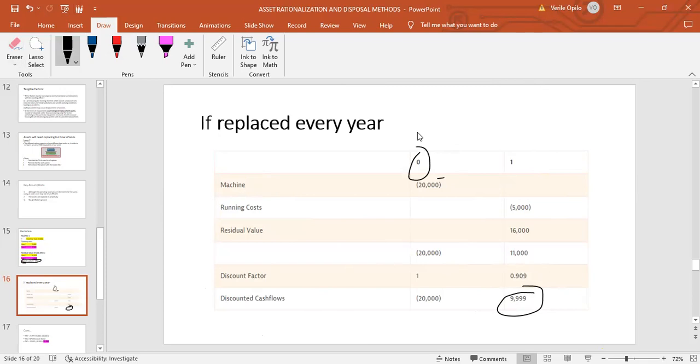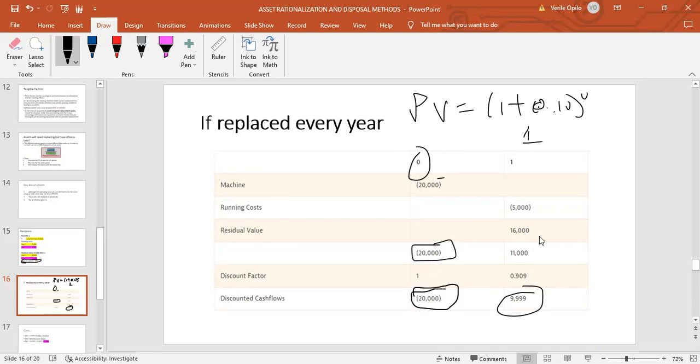In year 0, that is now the present day, the discount factor is going to be 1 plus 0.1 power 0. That one should give us 1. So it is going to remain the same. So this cash flow, 20,000 multiplied by 1, because it is in its present value already, we don't need to convert it. Even if we convert it, we multiply by a discount factor of 1. That one should give us still 20,000 Kenya shillings.